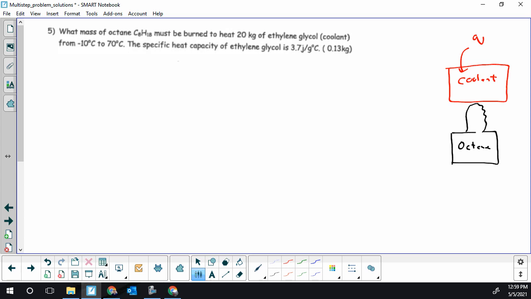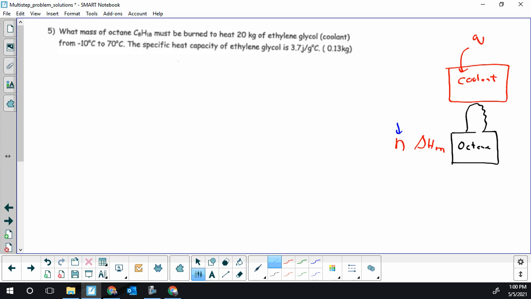In terms of our fuel, we're going to need to know how much of that fuel needs to be combusted to give that exact same amount of energy that went into the coolant. If the coolant gained 1,000 kilojoules, it must have come from the combustion of and the release of 1,000 kilojoules down below. So we're going to need to know the moles and the molar enthalpy of our fuel in order to figure out how much energy must be released. And ultimately, we're going to solve for not the moles, but the mass of octane.